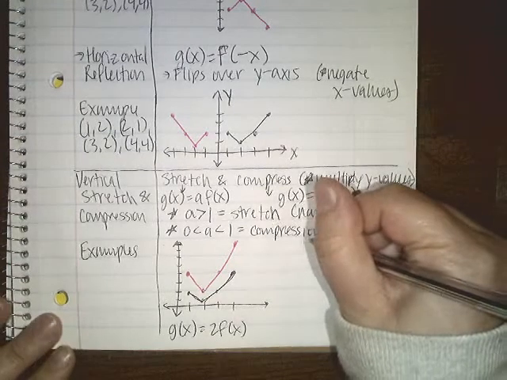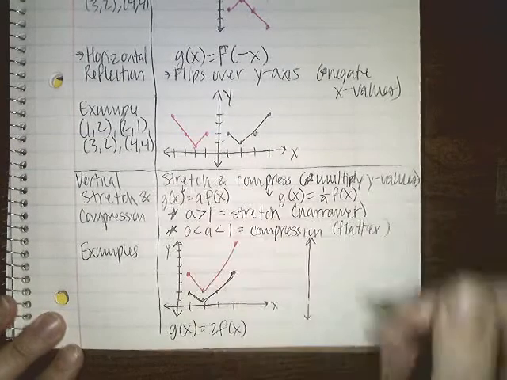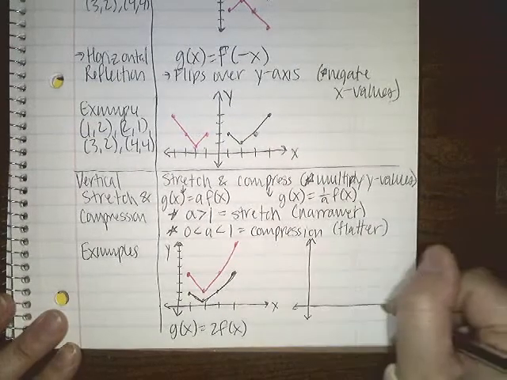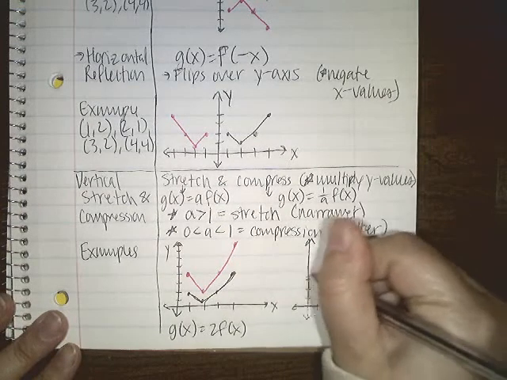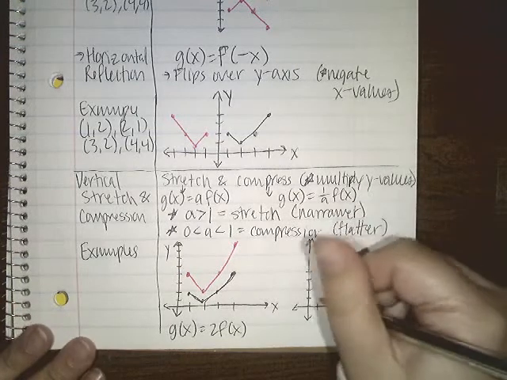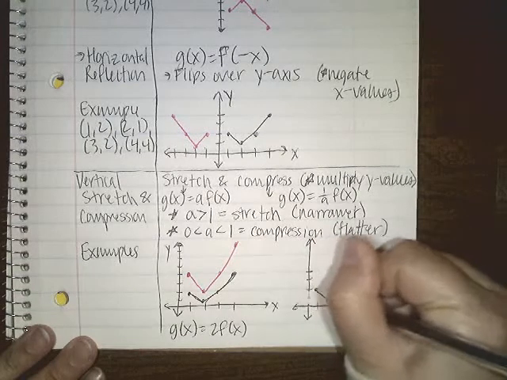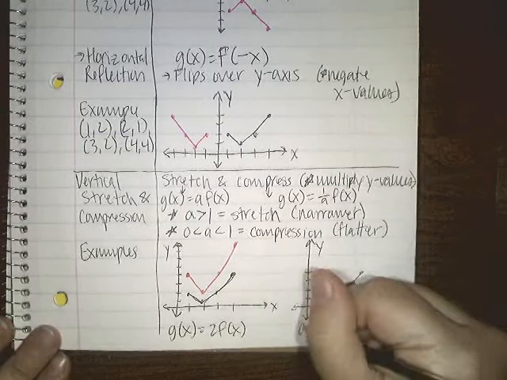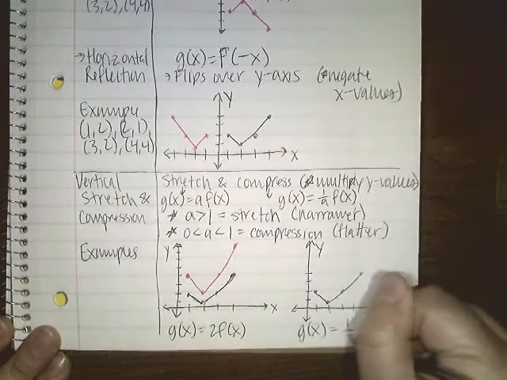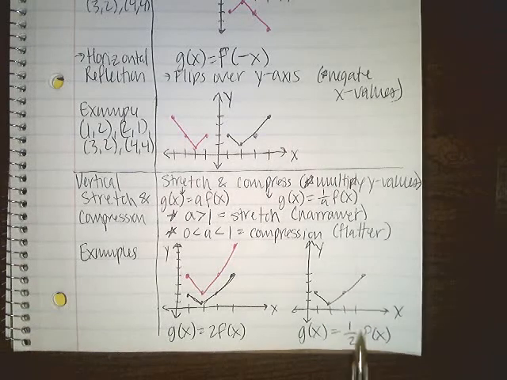If we do a compression, it's going to look a bit different. Label my axes. Here, if we plot our original points again, looks like that. But in this case, I'd have g of x is equal to, we'll say 1/2 f of x. So notice it's a number less than 1. And I'm still going to multiply this by my y values.